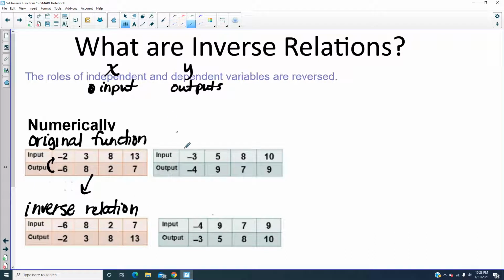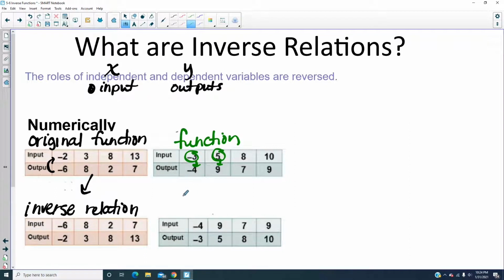especially if we look at this second example. If I call this first one the original function with input -3 to -4, 5 to 9, 8 to 7, and 10 to 9, each input has only one output, meaning if I put -3 into the function, the only number that's ever going to come out is a 4. If I put a 5 into the function, the only number that ever comes out is a 9. You can put 5 in, you're not going to get anything else but a 9.